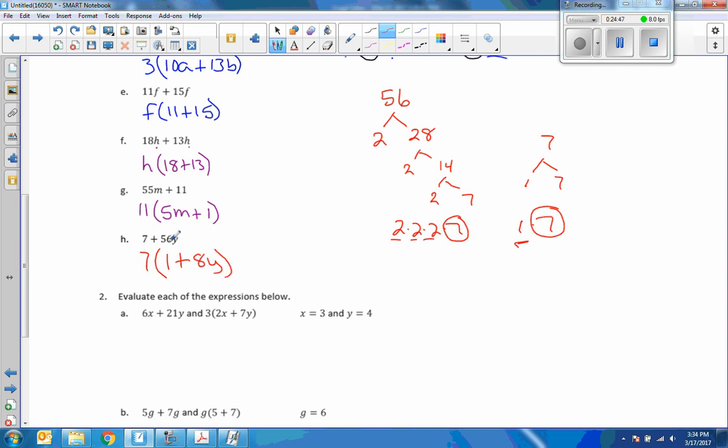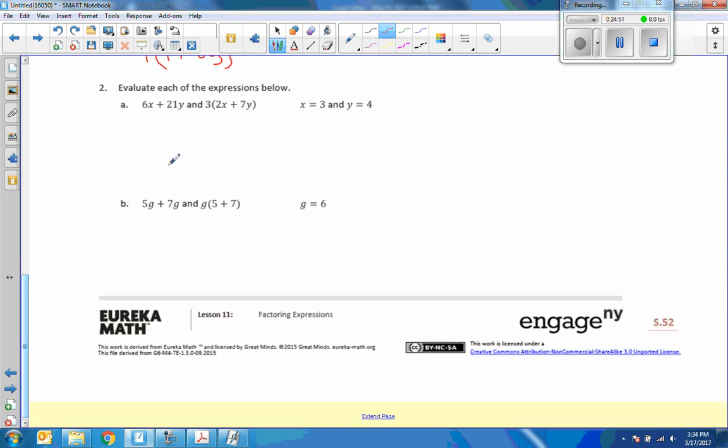7 times 8 is 56. Okay, so now it says evaluate each of the expressions below. So I'm going to pause the video, see if you can do this with substitution. They're telling us x equals 3 and y equals 4 and g is equal to 6. They want you to solve these with those values.